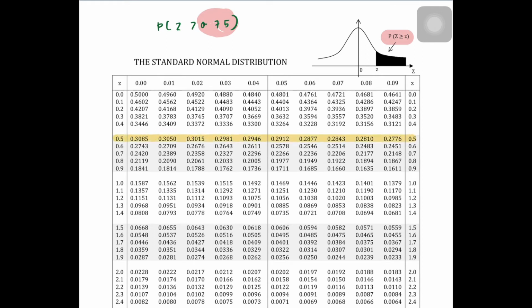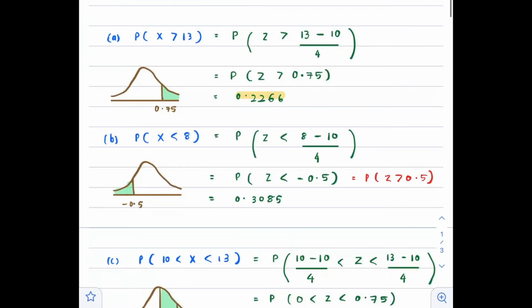And then you don't have any second decimal places. So just refer to 0.00. The intersection value will be 0.3085. So that is your answer for question part B, which is 0.3085. That's how you refer to the normal table.